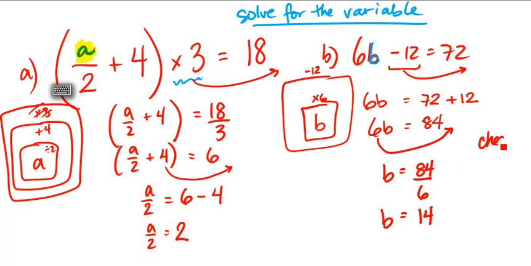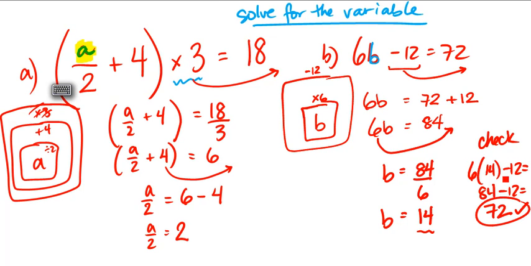The way I can check this is by putting the 14 back into the original question. 6 times 14 minus 12. 6 times 14 is 84. 84 minus 12 is 72. And yes, that matches the answer 72 that I had in the original question. So these are two examples to solve algebraic expressions using inspection.